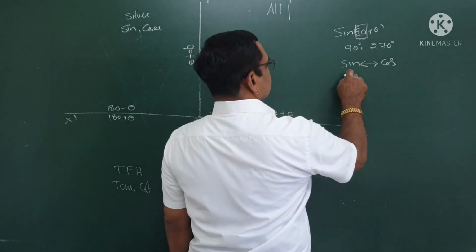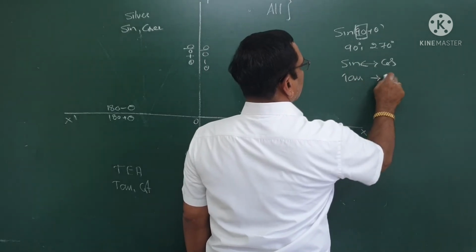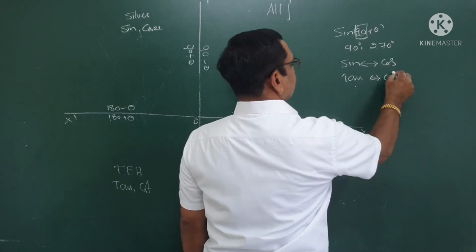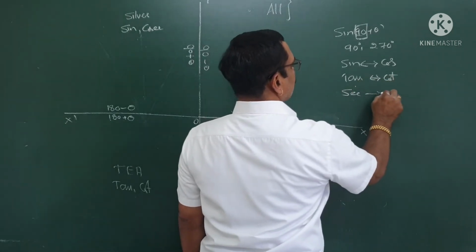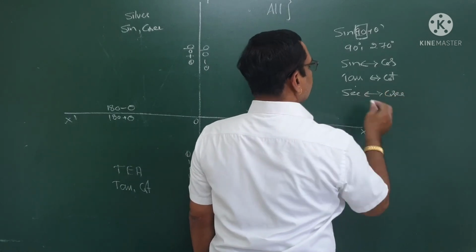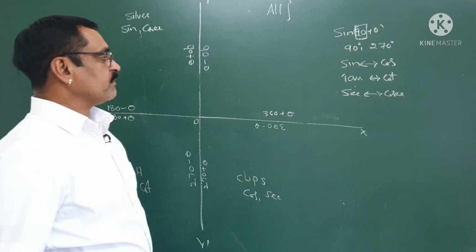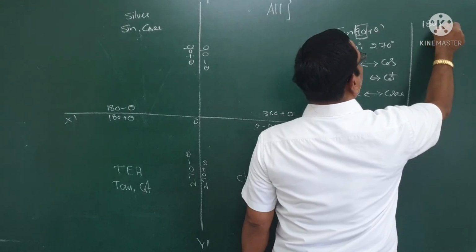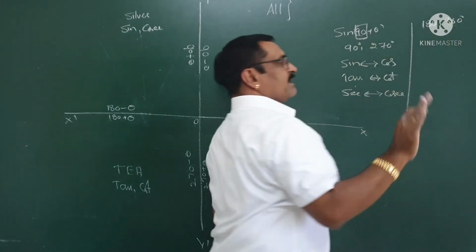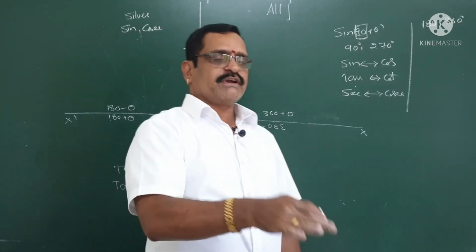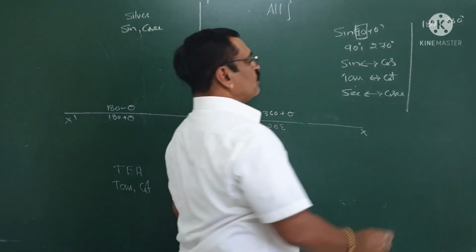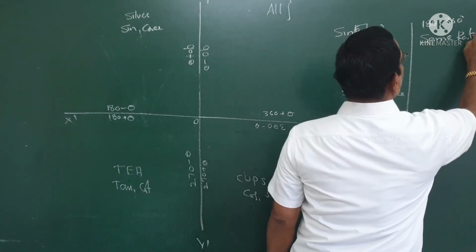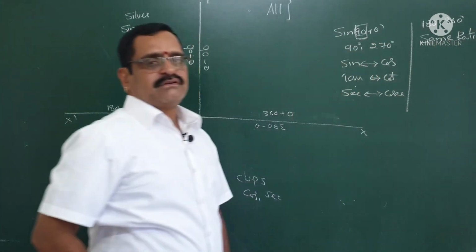My tan will convert into cot. My cot will convert into tan. And my secant will convert into cosecant. My cosecant will convert into secant. Please remember this point. Next one, second one, whenever you have 180 degrees or 360 degrees, x will remain x, y will remain y, only signs will change. So I write here: same ratios. It is just a technique, it's a trick.